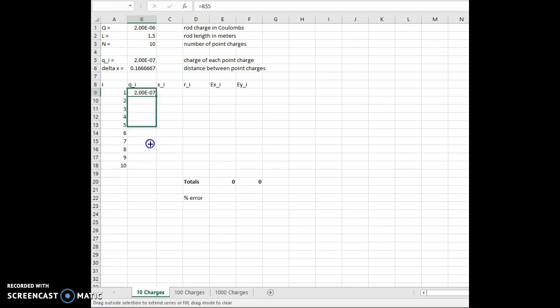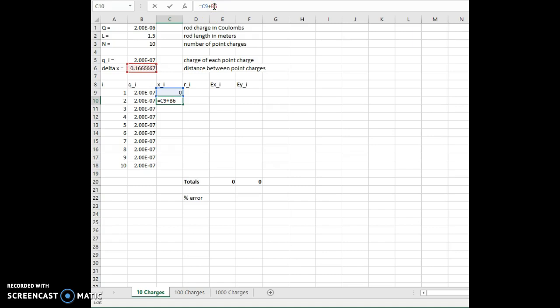So I've got 10 charges. All of them are 2 times 10 to the negative 7 coulombs. What is the position of each of my charges? Well, the first charge starts at the left end of the rod at a position of 0. My next charge will be that location plus my distance between charges.